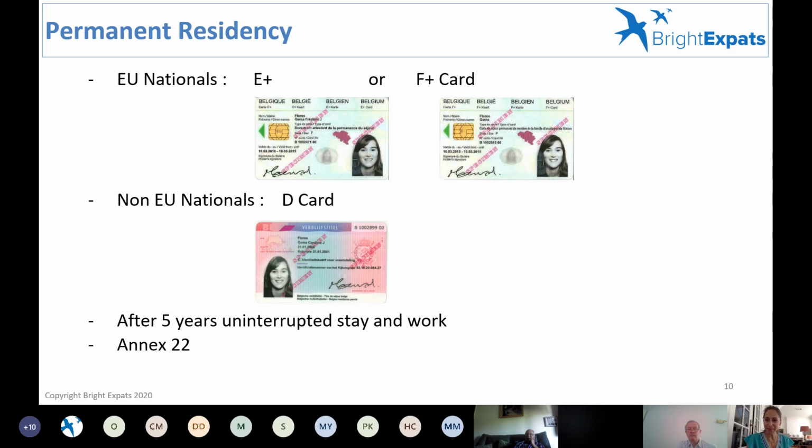In short, and please keep in mind that every situation will probably need to have a specific assessment and a specific treatment. EU nationals, once they have stayed uninterruptedly for 5 years, can apply for E+ card. And EU family members, once they can show an uninterrupted stay of 5 years, they can apply for a F+ card. Non-EU nationals, once they are able to show an uninterrupted stay and work, that's very important, of 5 years or more, they will be able to apply for a D card.